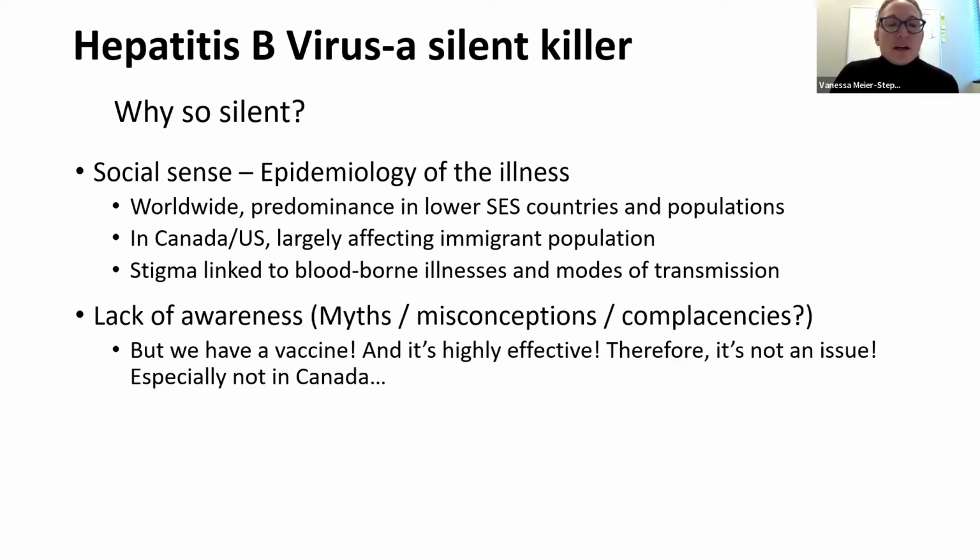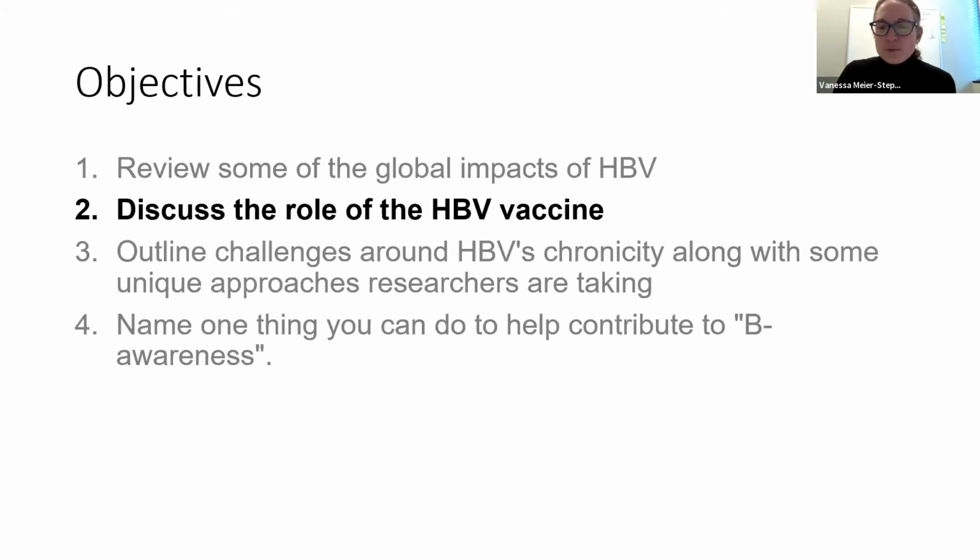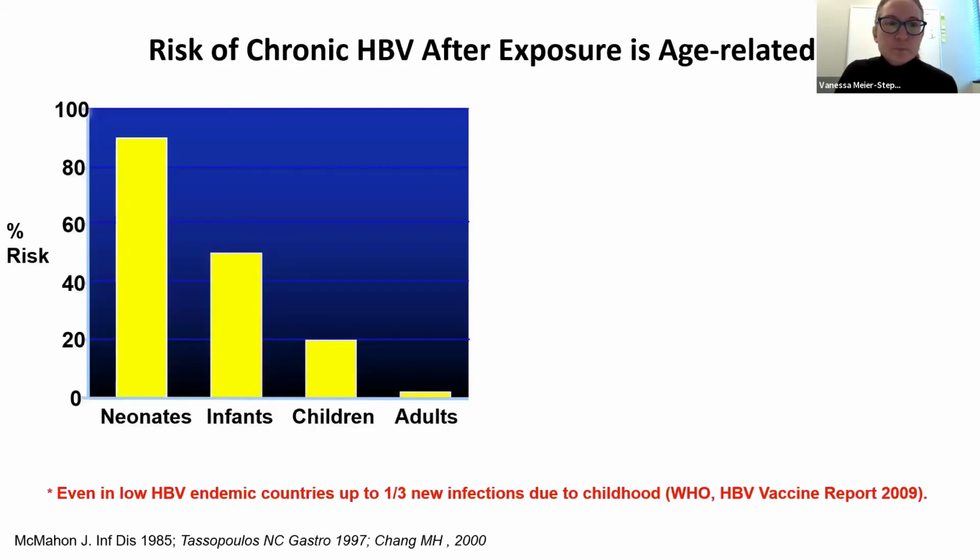It's also silent because of lack of awareness. This is where I bring up some of the myths and misconceptions of hepatitis B, including things around the vaccine. So we have a vaccine and it's highly effective, therefore it's not an issue, especially not in Canada. Well, yes to this first part, but hold up, let's address this in relation to it being an issue in Canada. So this is where I'm going to get into discussing the role of the hepatitis B vaccine.